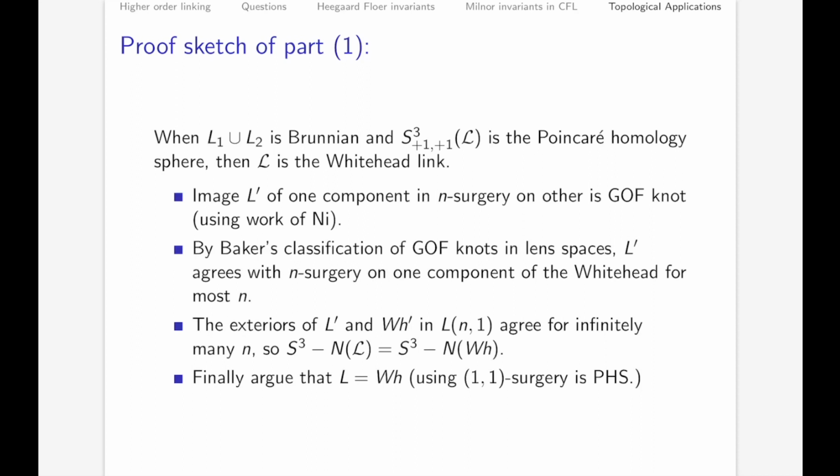And the fact that it's genus 1 and fibered follows from work of Ni. Baker has a classification of genus 1 fibered knots in lens spaces, which we use here. And L' agrees with N surgery on one of the components of the Whitehead link for most values of N. And what this means is that the exteriors of L' and the image of the Whitehead link under this surgery on one component agree for infinitely many N. And so the exterior of your link looks like the exterior of the Whitehead link. And finally, we argue that the link actually is the Whitehead link, using our assumption that one surgery gave us the Poincare homology sphere.